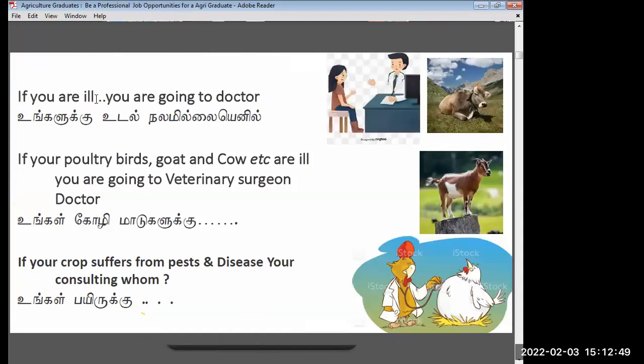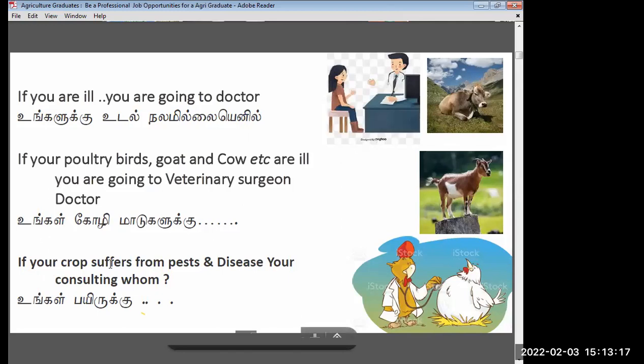Actually, when you are ill, you are having fever, etc., you are going to the doctor. When your poultry birds or animals, goat, cow, are not doing well or having some pain or unable to move, you are going to the veterinary doctor to consult and get medicine.